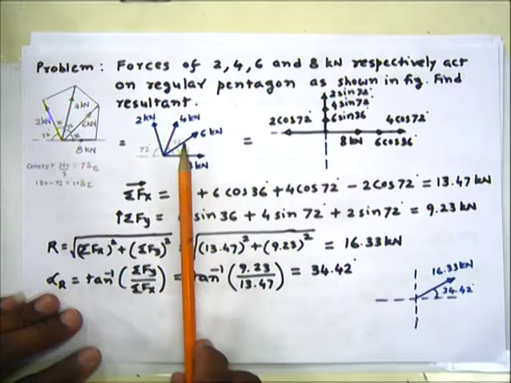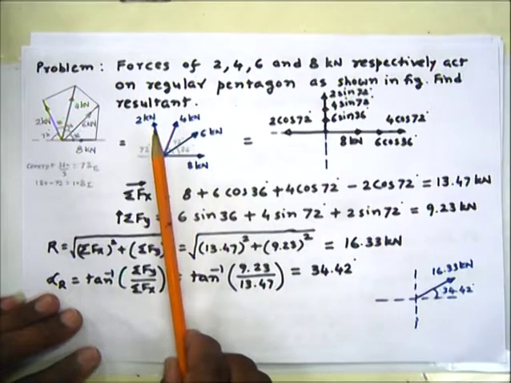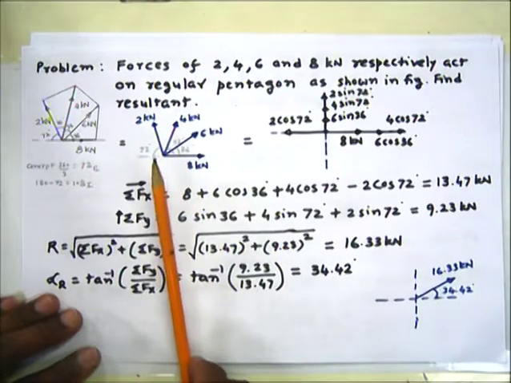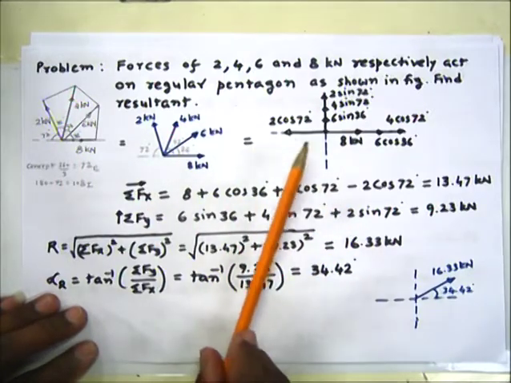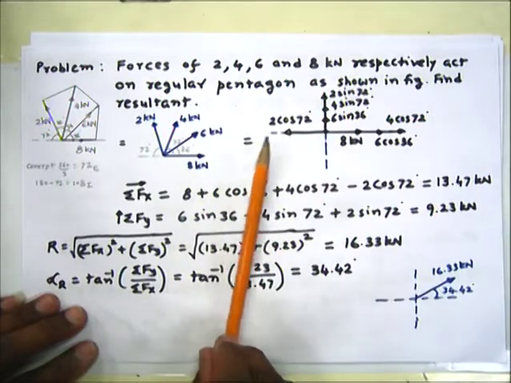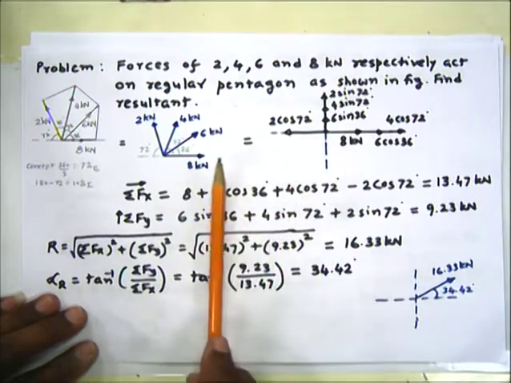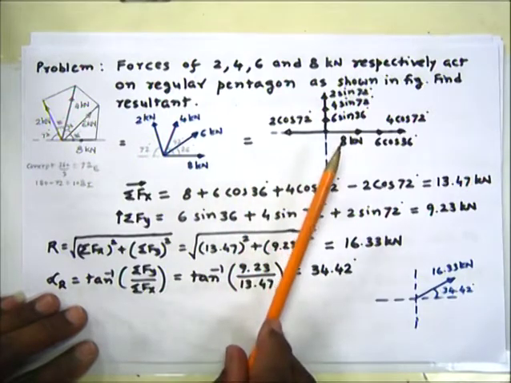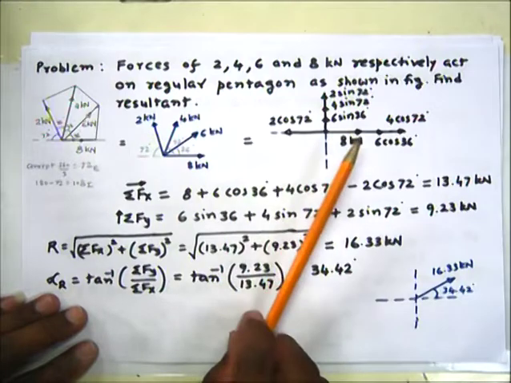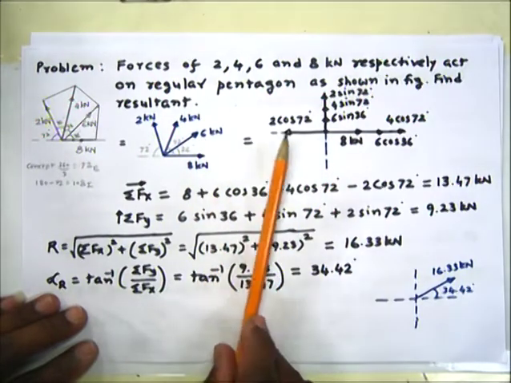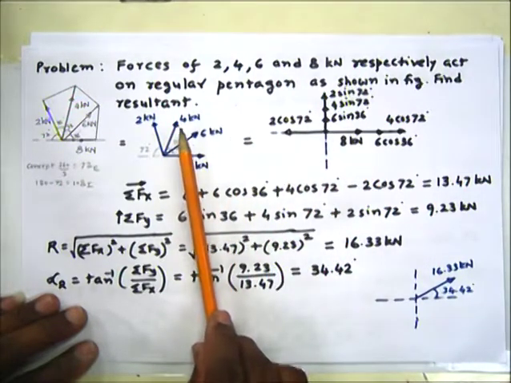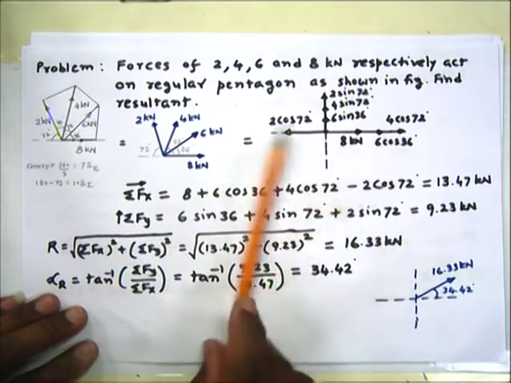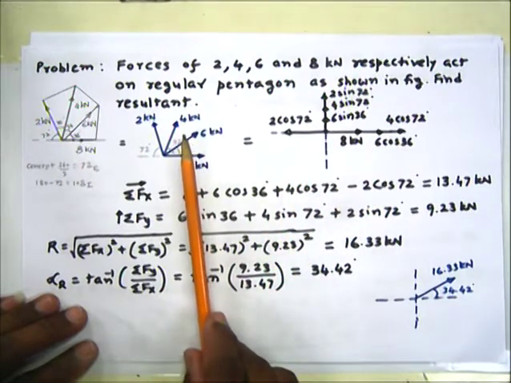Knowing this geometry, we can write the angles. The angle of this is 36 degree, the angle of this is also 36, and here the angle of this is also 36, and this angle is 72. Now resolving these forces along x and y, we get the component of this force, that is 8 kilonewton, and the cos component of this, that is 6 cos 36. The component of this 4 kilonewton force is 4 cos 72, because this angle is 36 plus 36, that is 72.